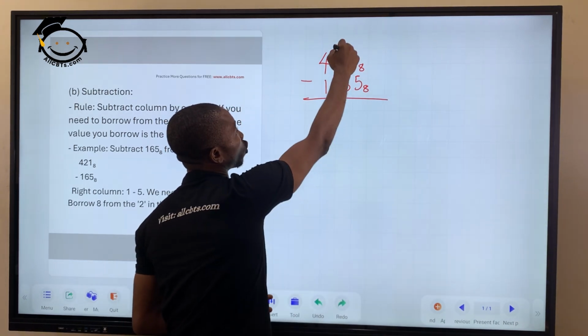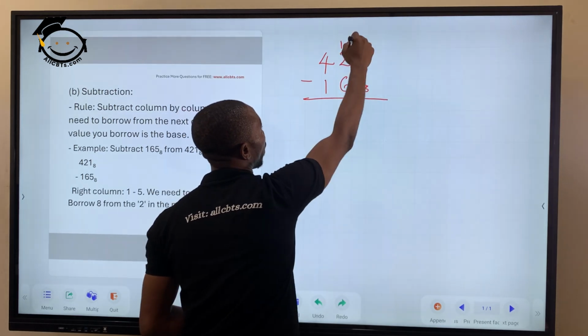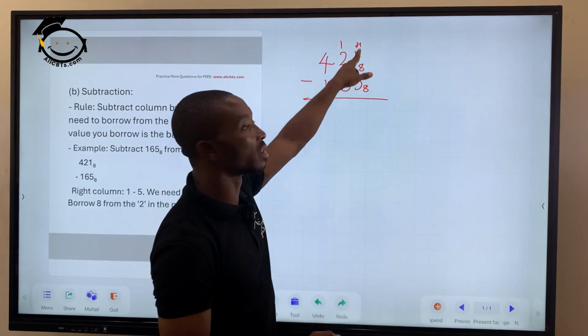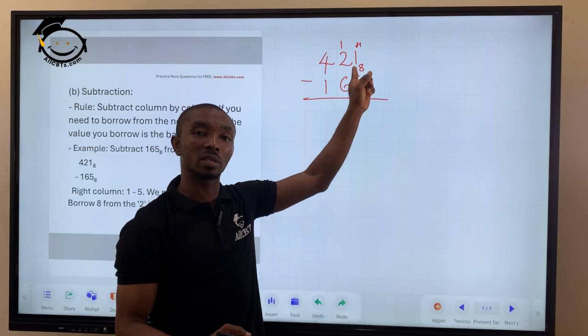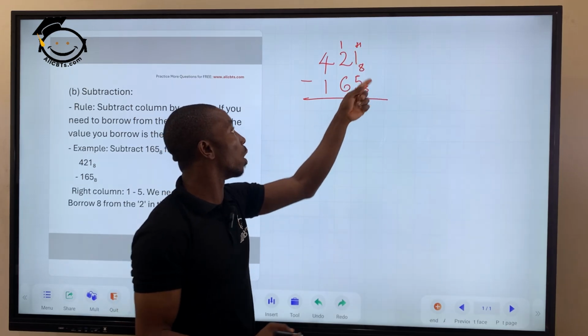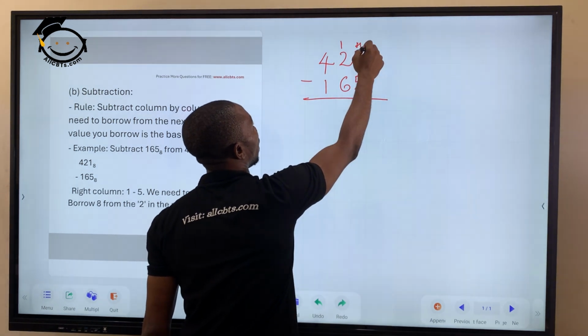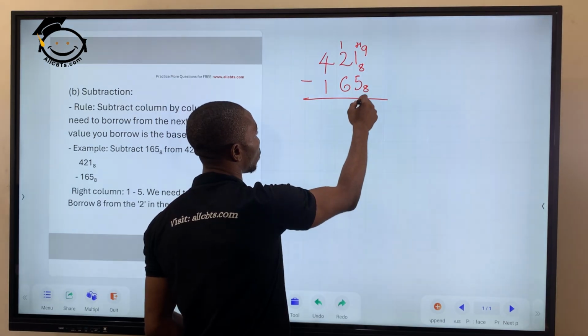So we borrow from 2. Borrowing from 2 makes 2 remain 1. We add the 1 here. Now, the one we are adding here isn't 1, it's going to be 8, since we are working in base 8. So 8 plus 1 will give us 9. So this becomes 9. Now, 9 minus 5 would give us 4.